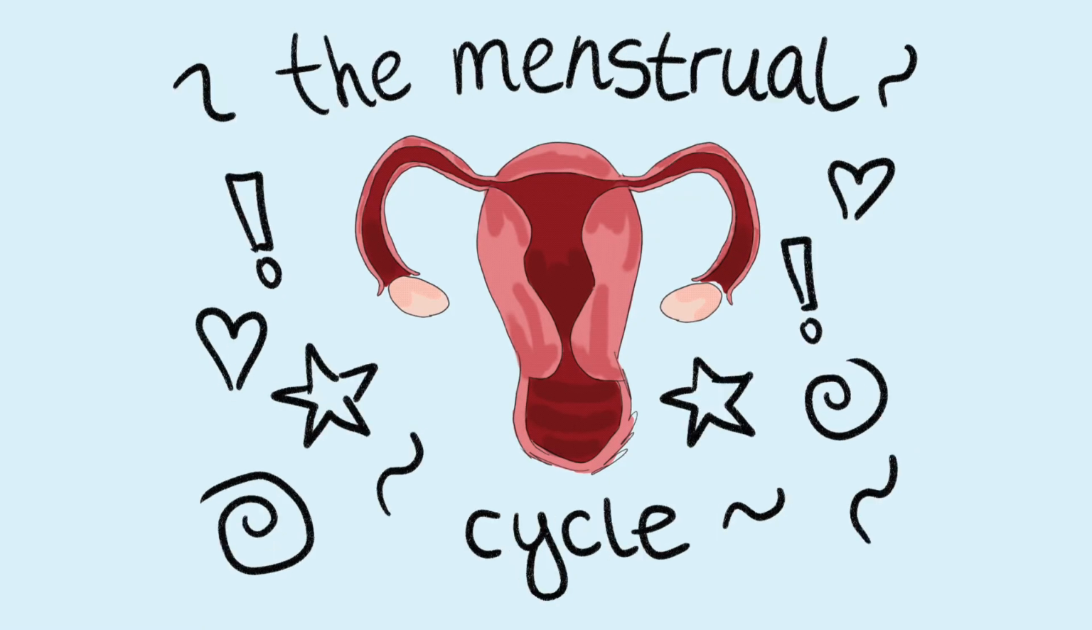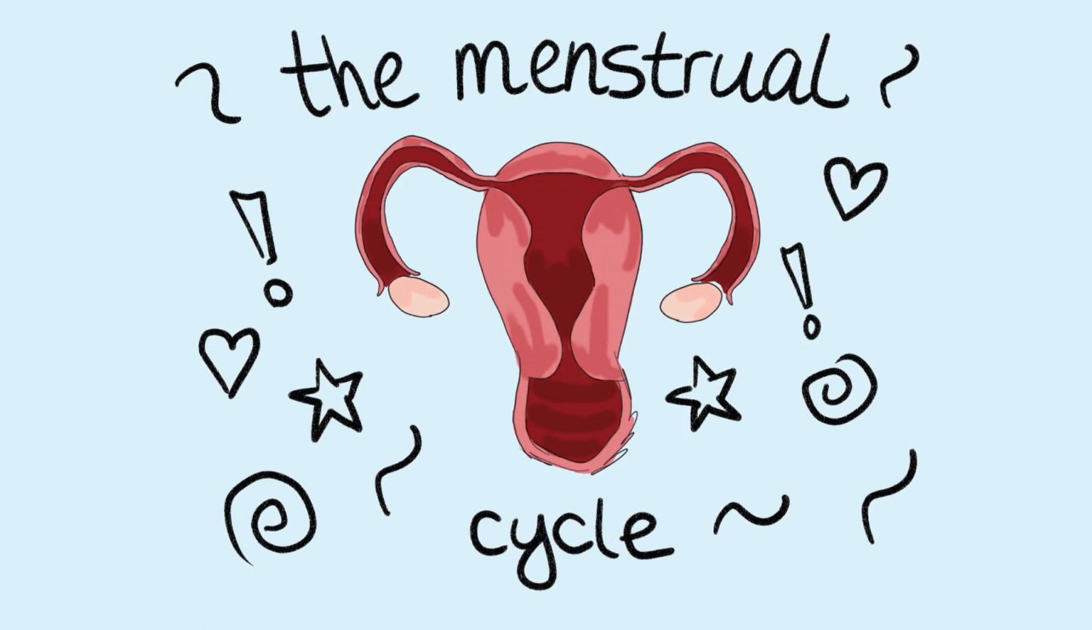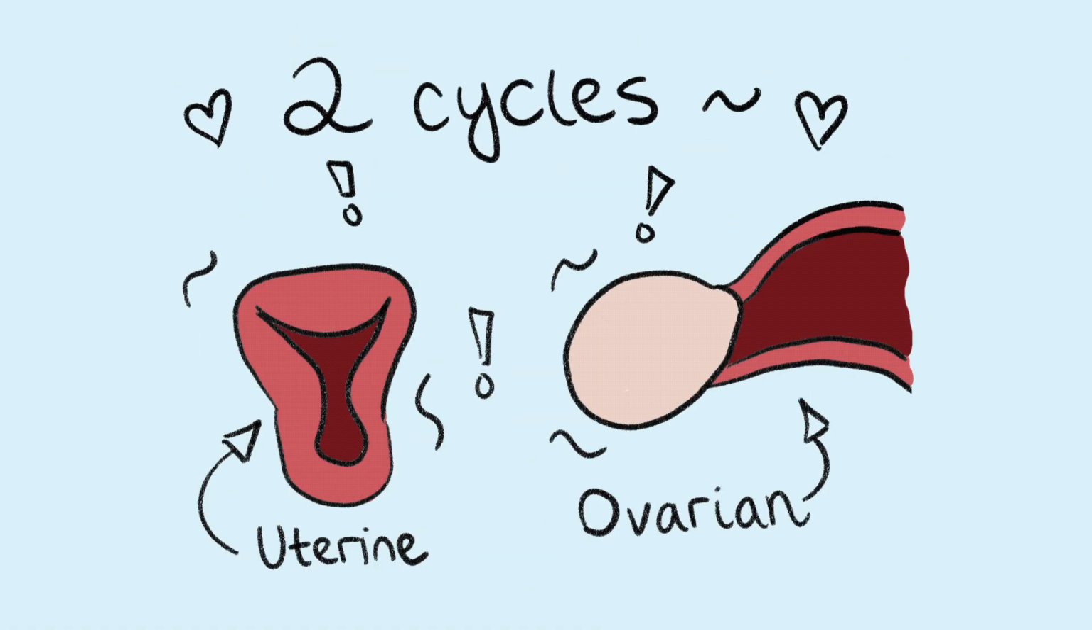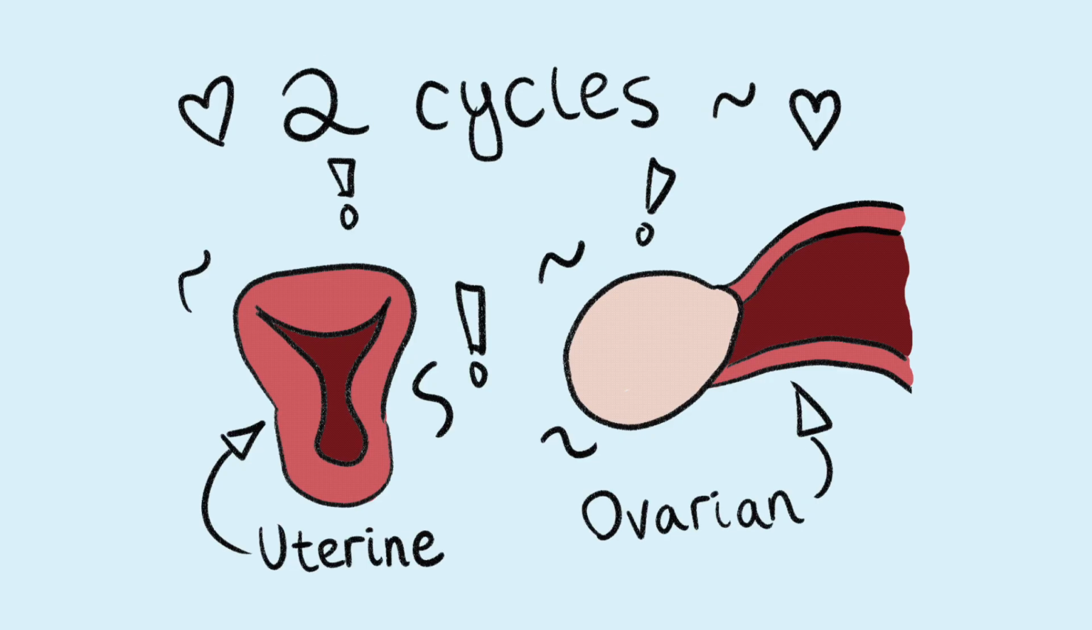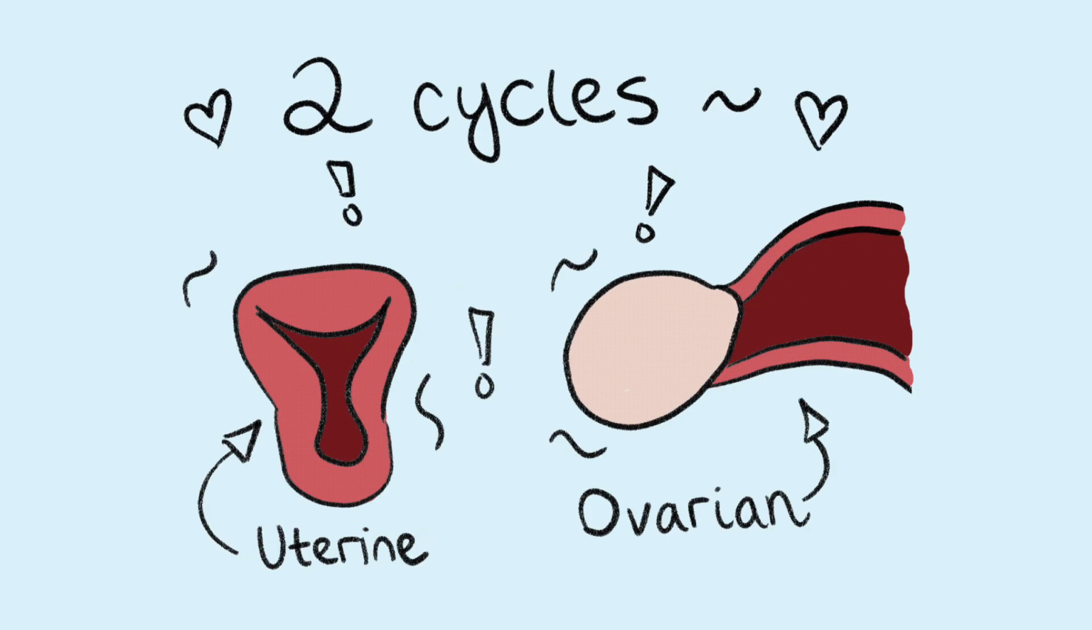The menstrual cycle is something that up until recently, I didn't know much about, despite going through it every month. That's why I want to take the time to explain it to you. There are two cycles that happen simultaneously during what we call the menstrual cycle, the ovarian cycle and the uterine cycle. Both of these cycles have three phases.